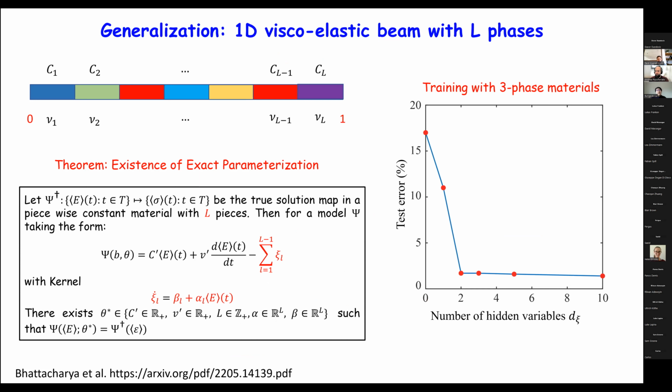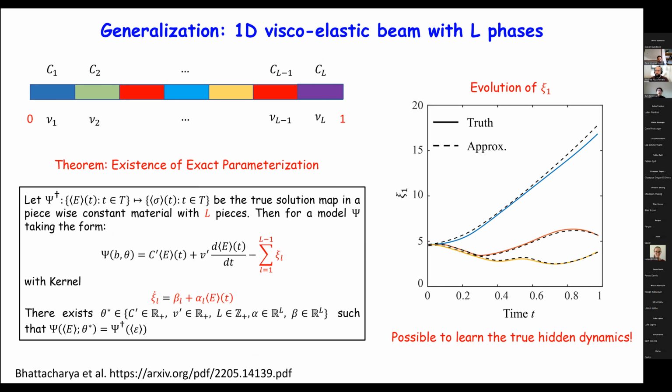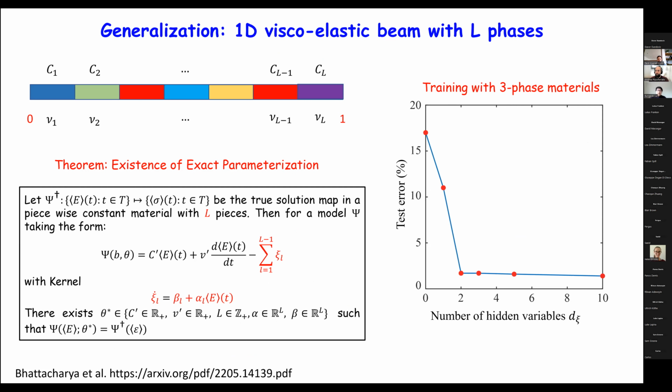If we're thinking not of a two-phase material, but of an L-phase material, meaning a material made of L phases, then there's a nice theorem that we proved: the number of state variables, the number of convolution terms you end up with in your true operator psi dagger, would be L minus 1. So basically, if I have L phases, then I need L minus 1 state variables to completely describe its past dependence on history.